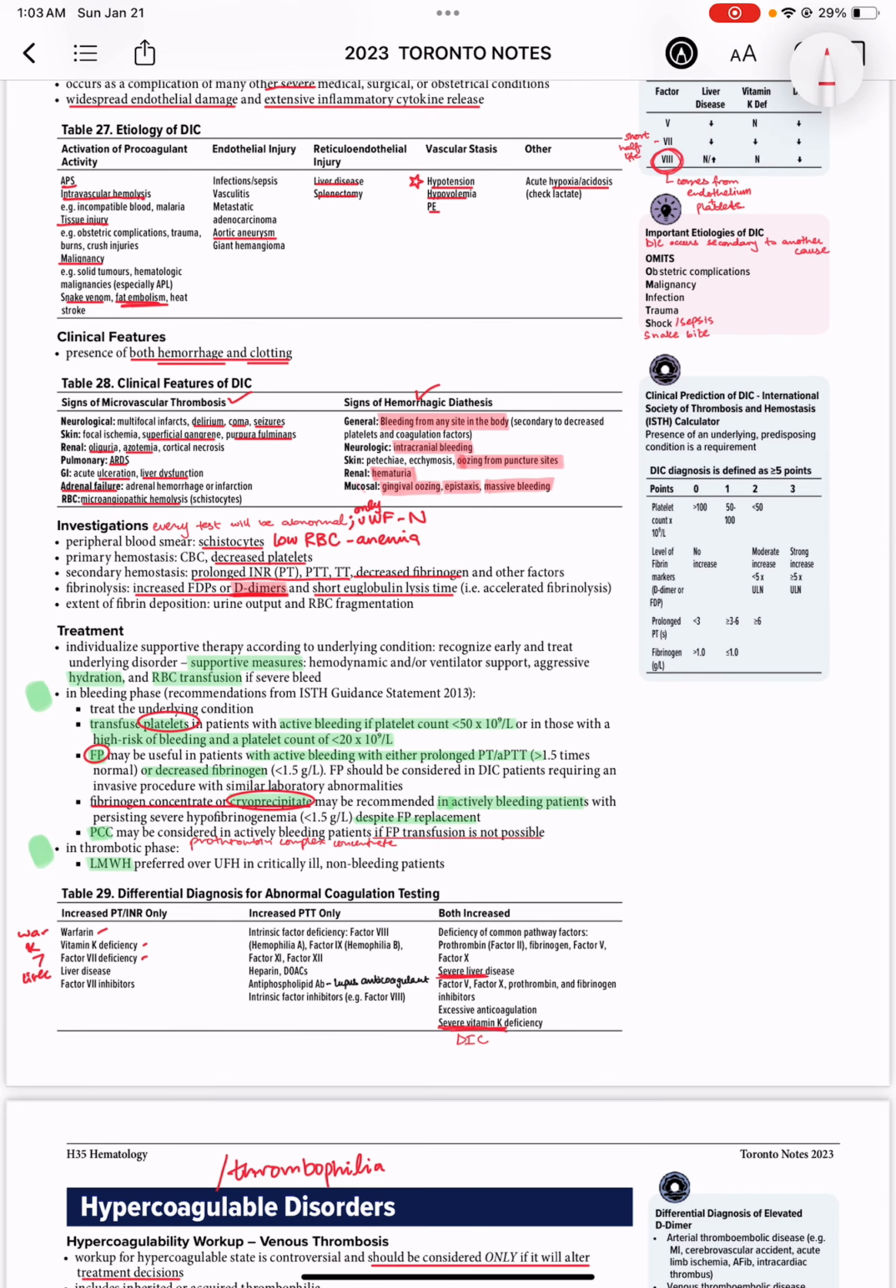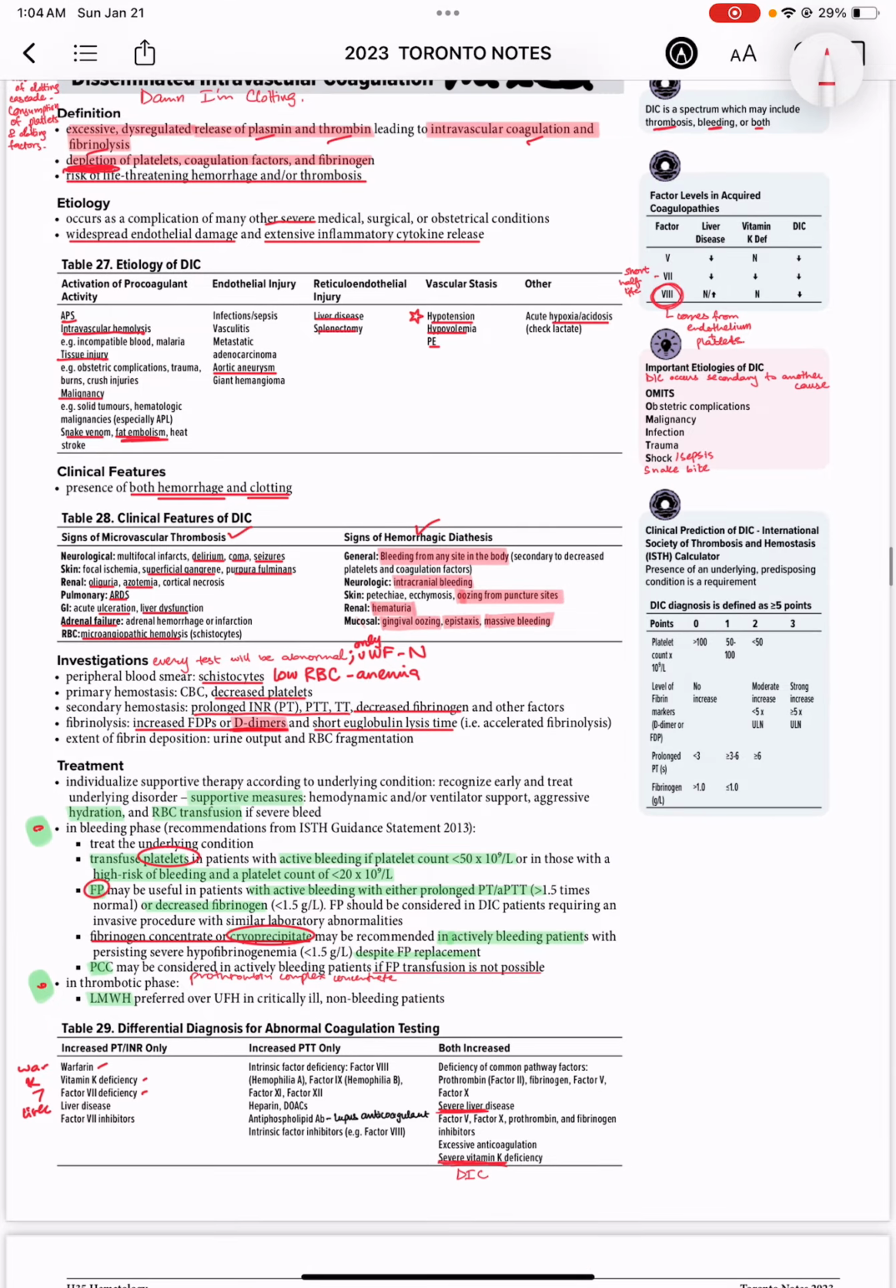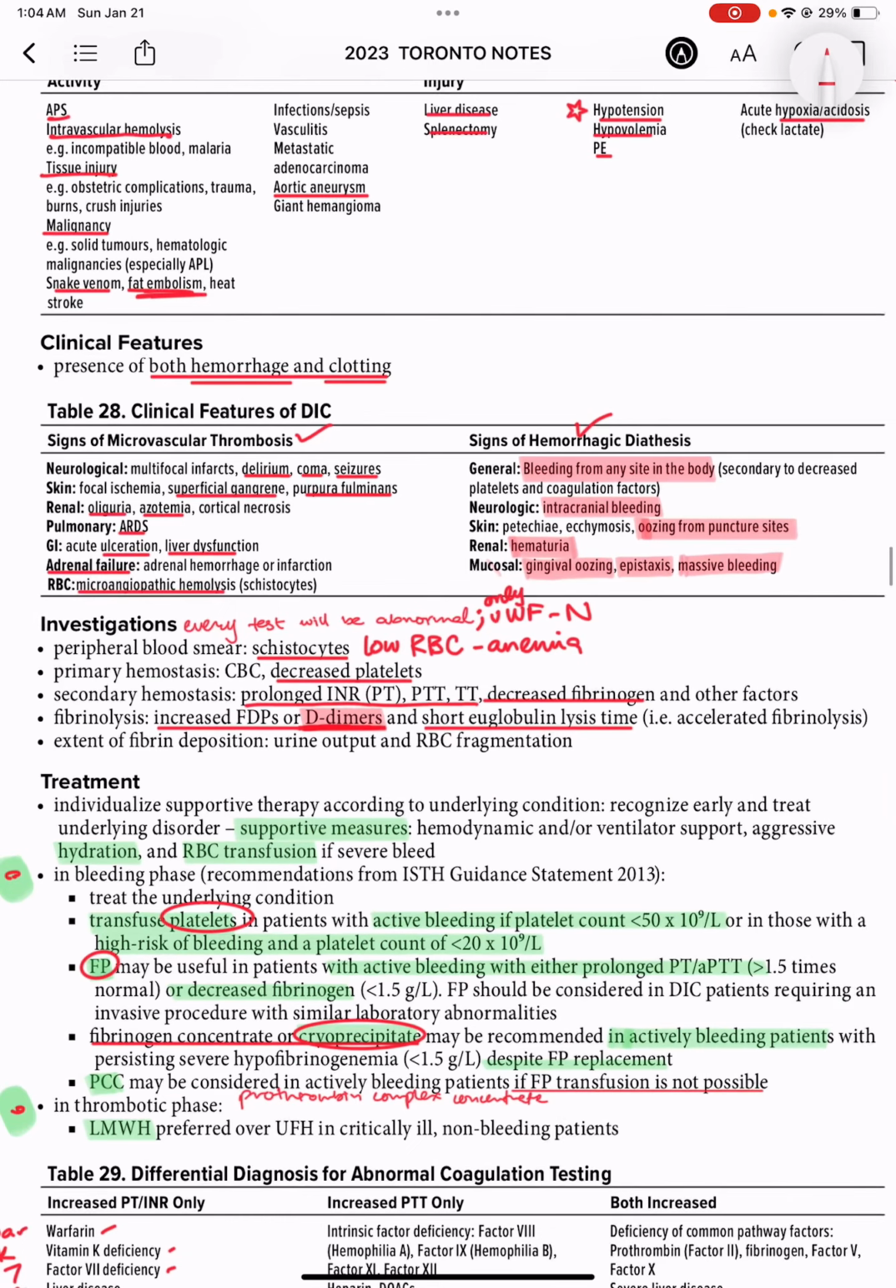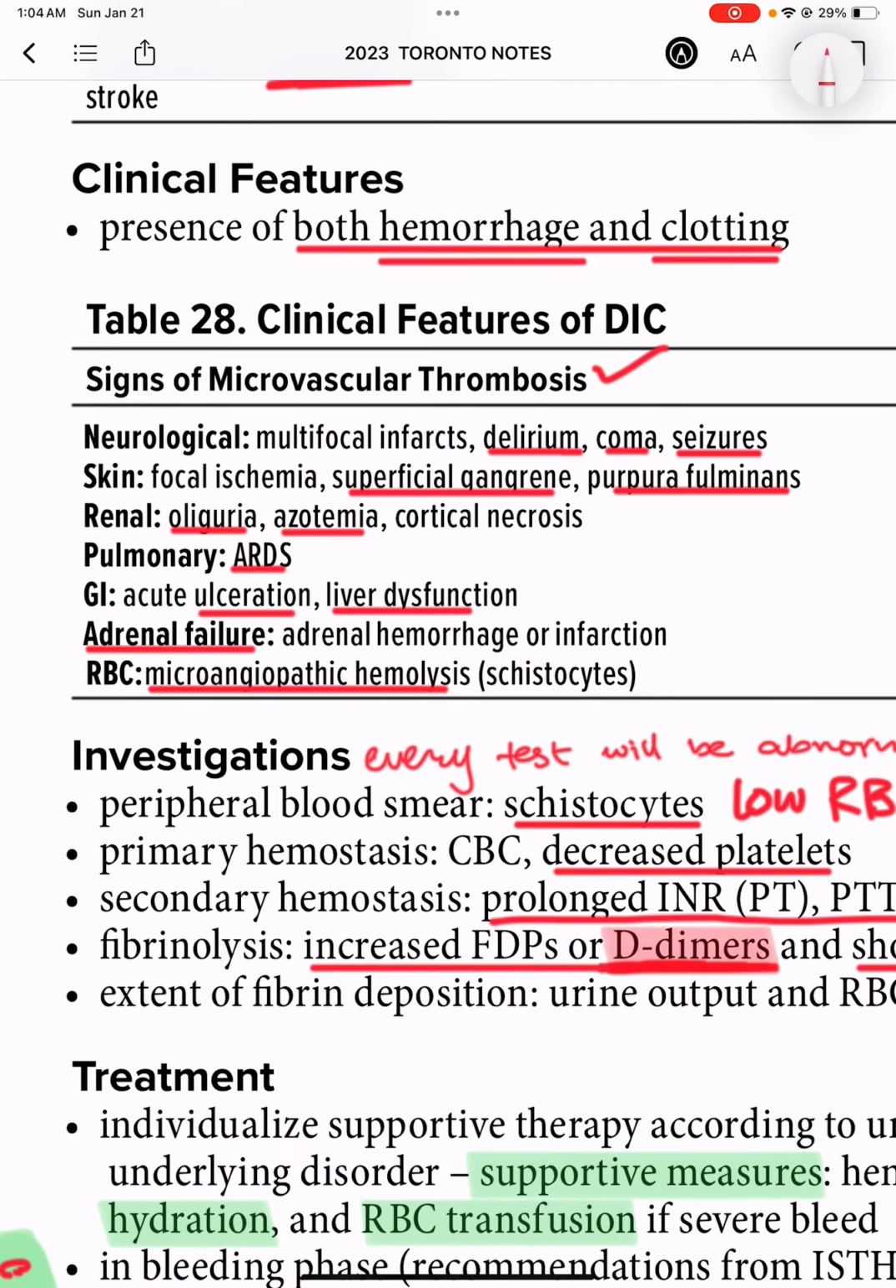And that's how our treatments are also different. There's some treatment in the bleeding phase and some treatment in the thrombotic phase. But before going to that, talking about the clinical features, it could be both hemorrhage and clotting. Clotting would be microvascular thrombosis. Let's read some of the clinical features of DIC. When there's microvascular thrombosis, what would be the signs? If there's neurological thrombosis, then there would be seizures, delirium, coma. And if there's a problem with the skin, then we'd see gangrene because of thrombosis and infarction, and purpura fulminans.